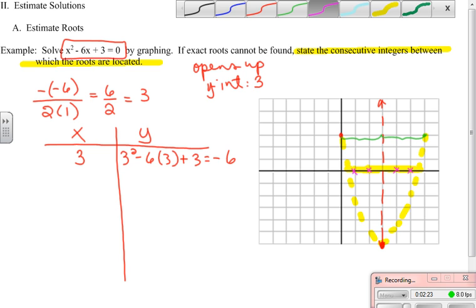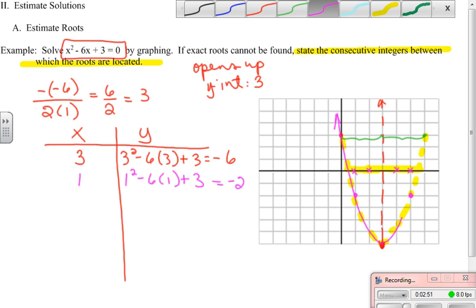So I'm going to start with 1. And when I put 1 in, I have 1 squared minus 6 times 1 plus 3. I end up with negative 2. So 1, negative 2, which also means at this point, 1, 2, 3, 4, 5, at 5, it's also negative 2.